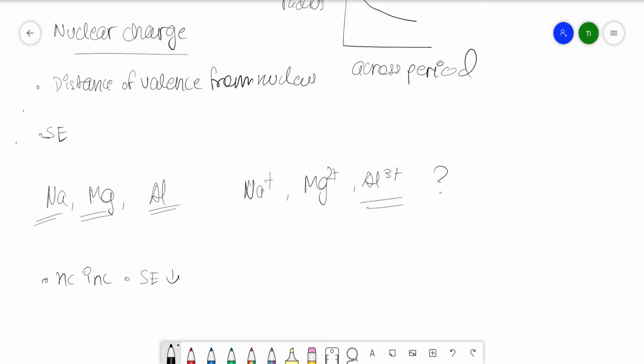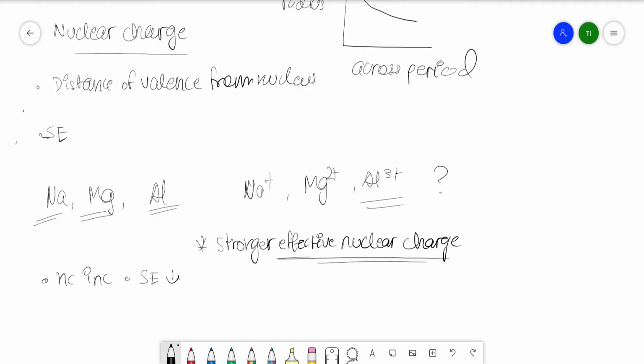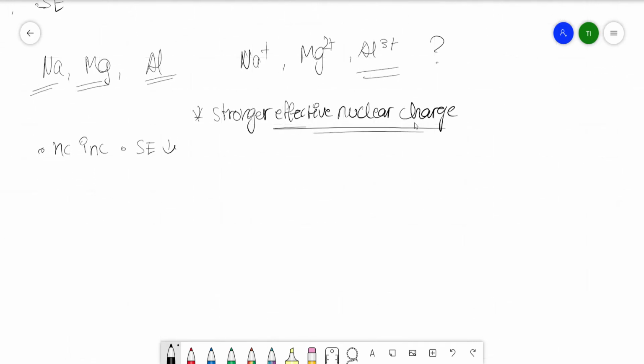So across the period, the cationic radius decreases. And why is that? Because of stronger effective nuclear charge. Now, what is stronger effective nuclear charge, you may ask? Well, let's say for Na, we have how many electrons? 11.